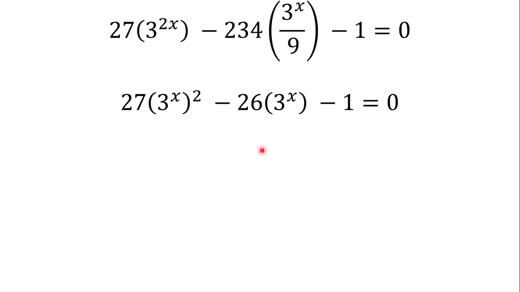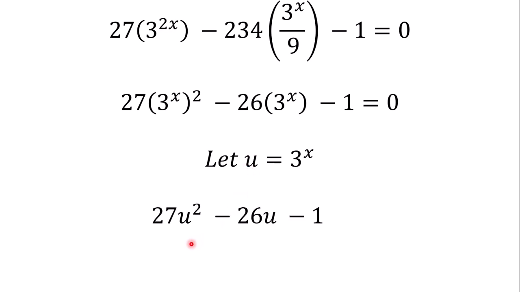Now we are going to let a variable replace 3 raised to the power x. The variable that we are going to use is u. So we let u be equal to 3 raised to the power x. Wherever we find 3 raised to the power x in this equation, we just put u there. So we have 27u squared minus 26u minus 1 is equal to 0.